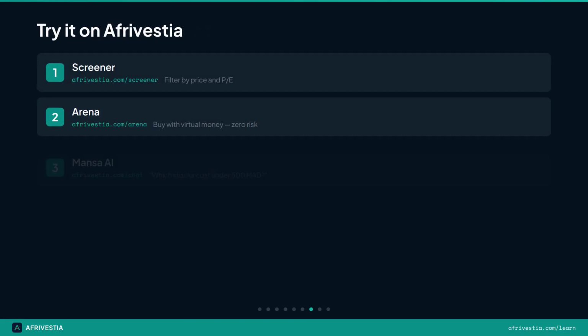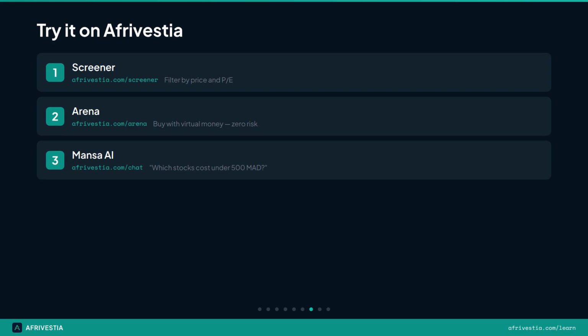Now combine both ideas, price and PE. Enocol has a low share price and a relatively low PE. CIH has a much higher share price and a higher PE. But a lower PE is not a guarantee of better performance, and a higher price is not proof of quality. The lesson is to stop asking only, "Can I afford this share?" and start asking, "What am I paying for the company's earnings?"